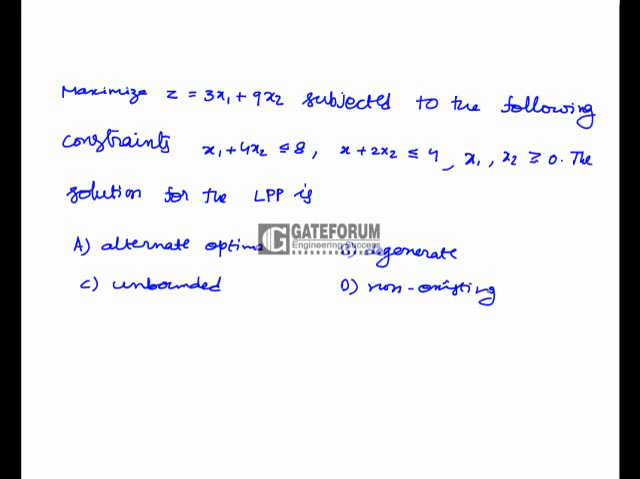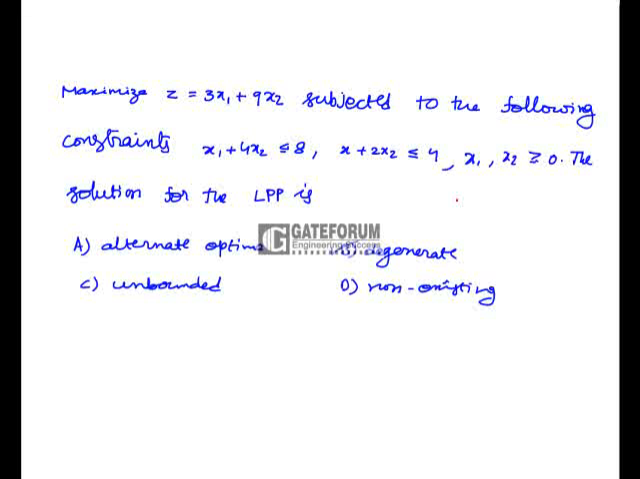Maximize z equal to 3x1 plus 9x2 subjected to the following constraints: x1 plus 4x2 less than or equal to 8, x1 plus 2x2 less than or equal to 4, and x1, x2 greater than or equal to 0. The solution for the LPP is, actually it is the case of degeneracy, and here the right answer is degenerate.